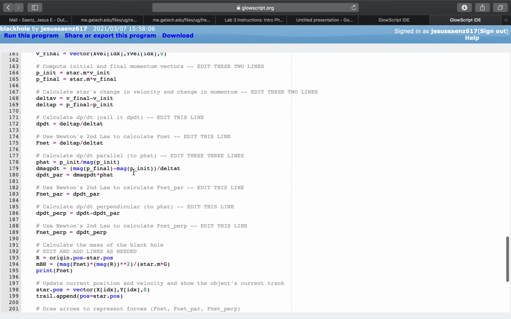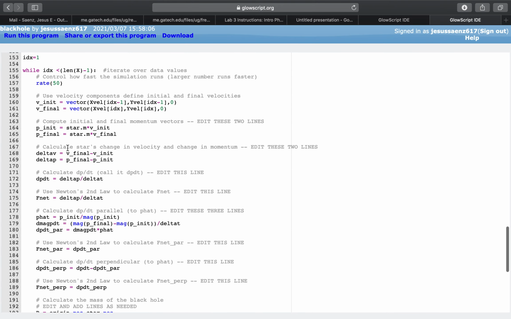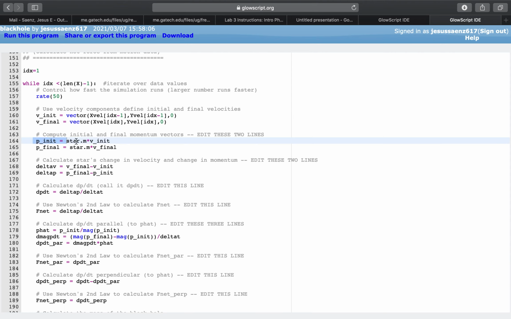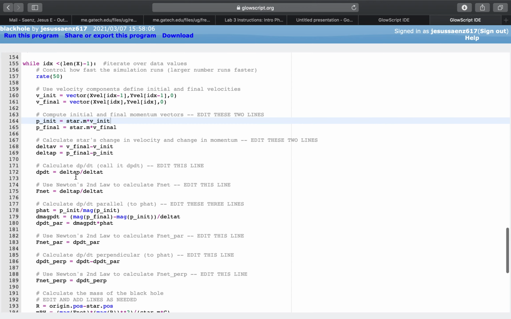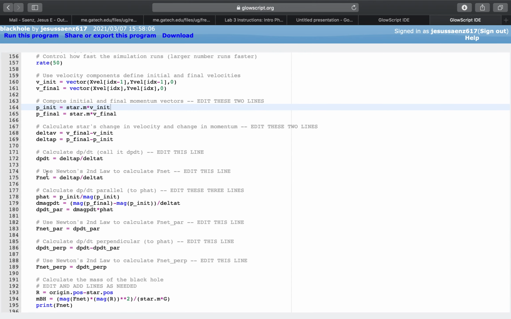And then we have some vector addition right here, and then we're utilizing Newton's second law right here to find the momentum, right? So we're using the mass of the star times the velocities, and then we're doing some more calculations right here for Fnet, and then the change in momentum over the change in time.